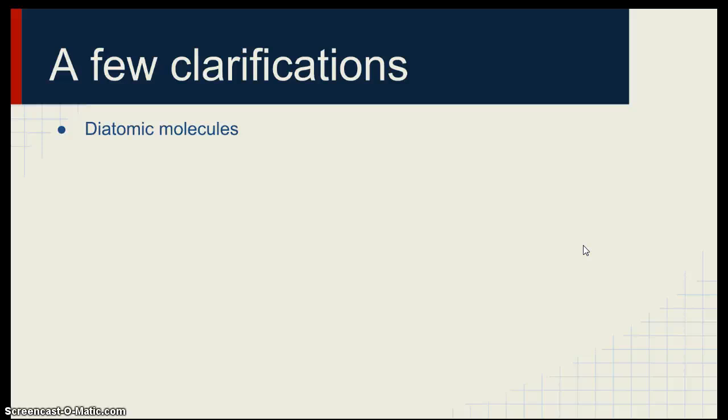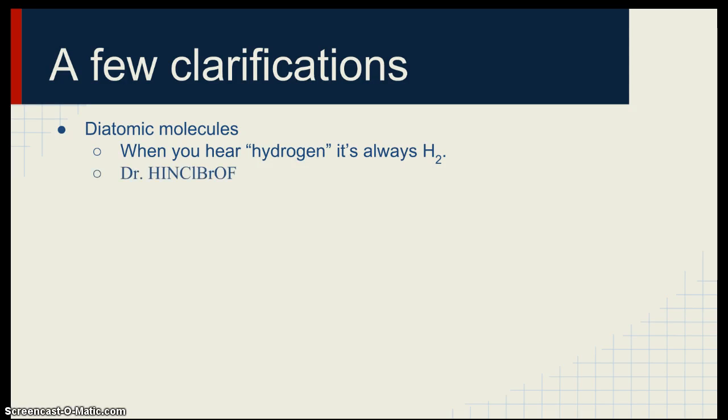How do we know what they are? Well, there's 7 of them, and there is a little mnemonic to help remember this. Dr. Hinkelbroff. In other words, hydrogen, iodine, nitrogen, chlorine, bromine, oxygen, and fluorine. Anytime you hear one of those, it's always going to be with another one in a covalent bond. We'll practice that over the course of this unit.